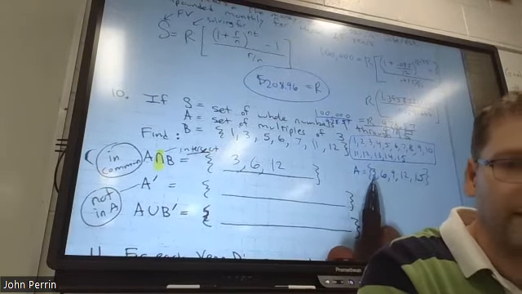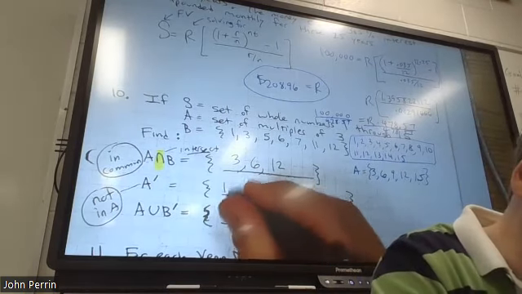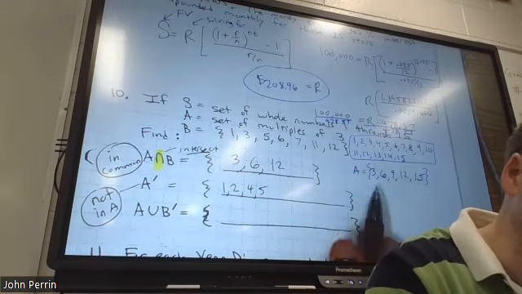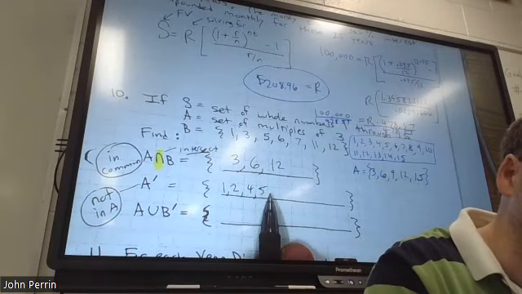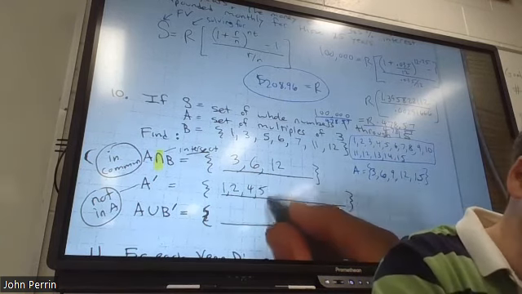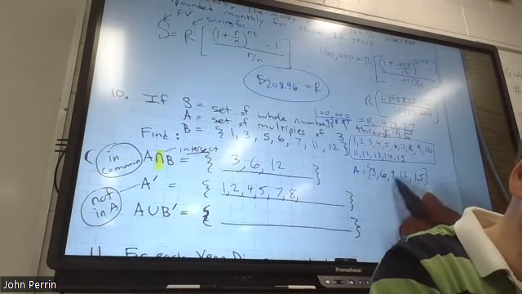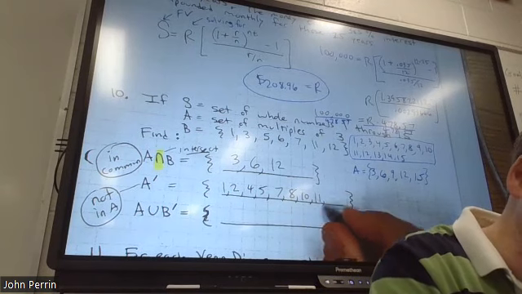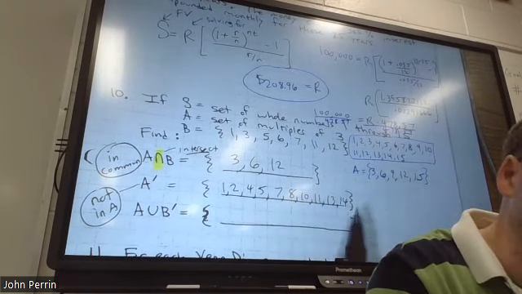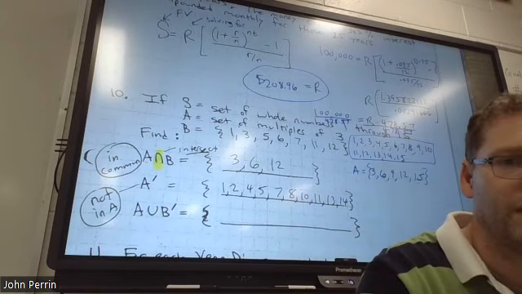So what's not in A? Well, A has a 3, so 1 and 2 are not in A. How about 4 and 5? What about 6? A has 6, so I'm not going to write a 6 here. We're writing all the numbers that are not in here. So 7 and 8, got a 9. 10 and 11, that's got a 12. 13 and 14, that's got a 15, and we stop at 15.